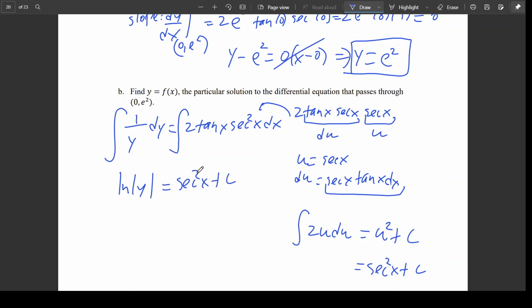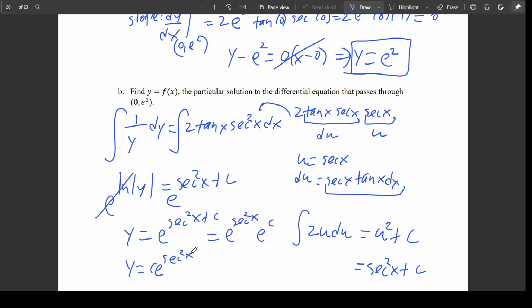And now we have to solve this for y. I'm going to pick e as the base for both sides, and I get y equals e to the secant squared x plus c. Now I can split this up: since I'm adding two things in the exponent, this is e to the secant squared of x times e to the c. And e to the c is just a constant, a constant to a constant. So I just get y equals c e to the secant squared of x.